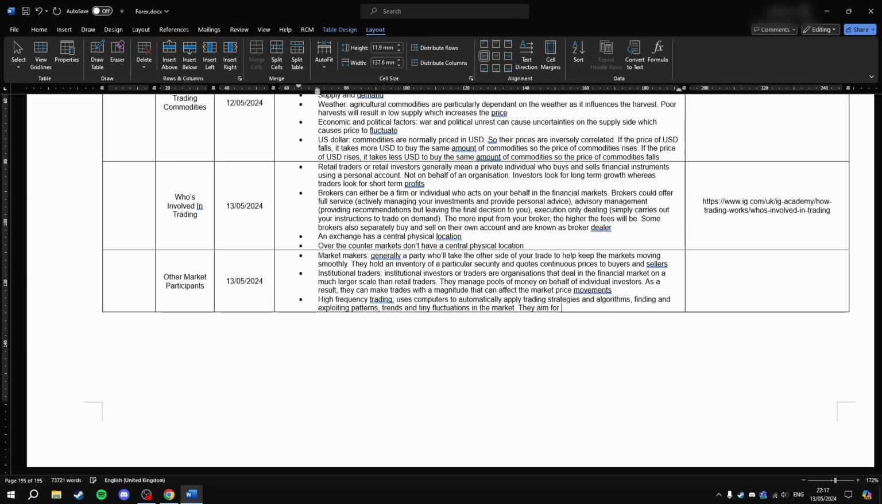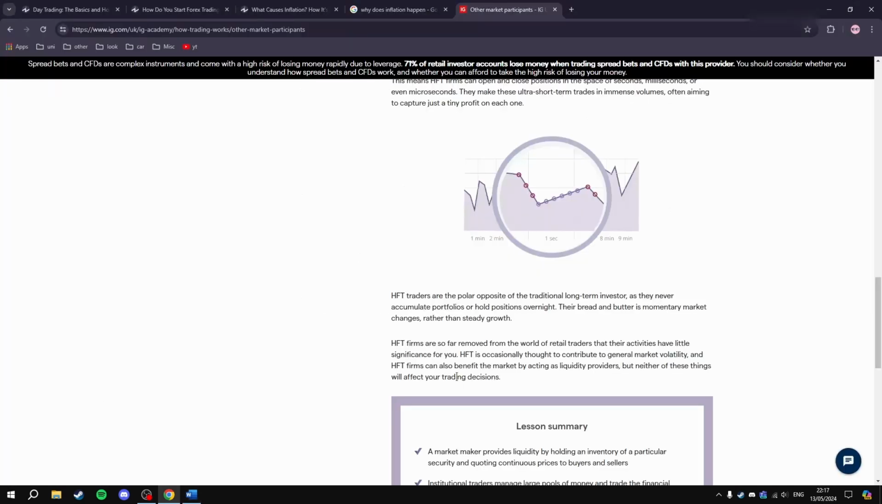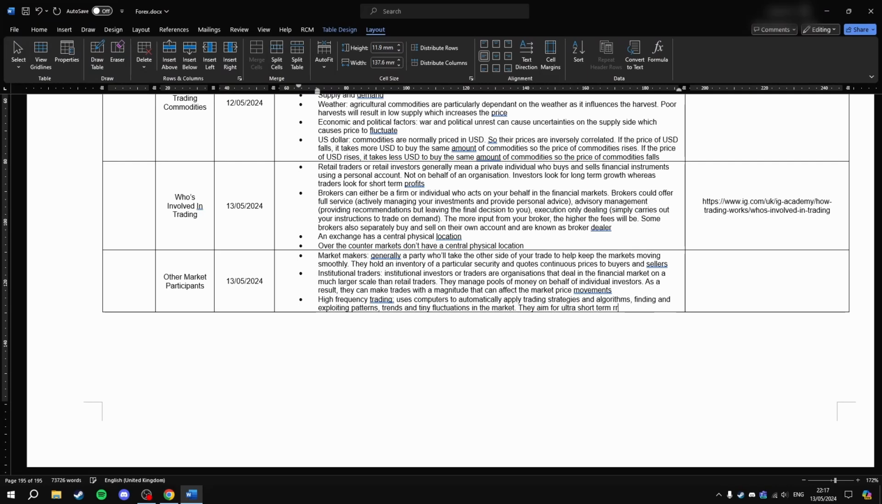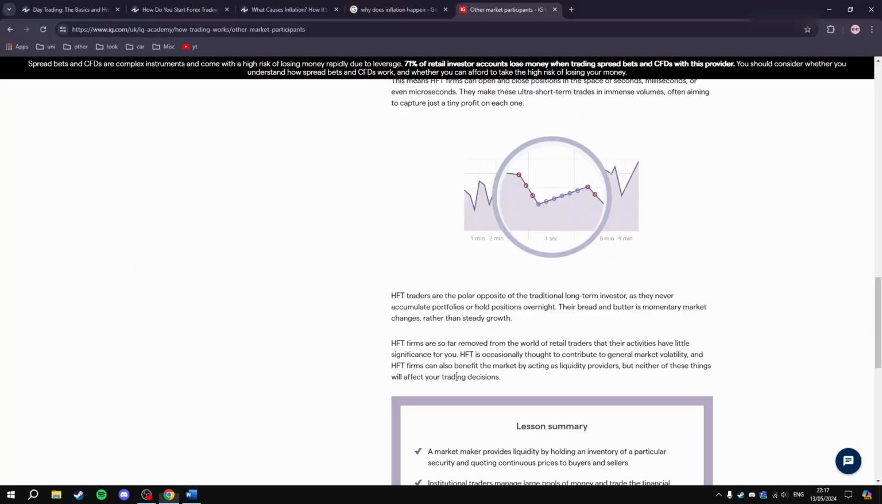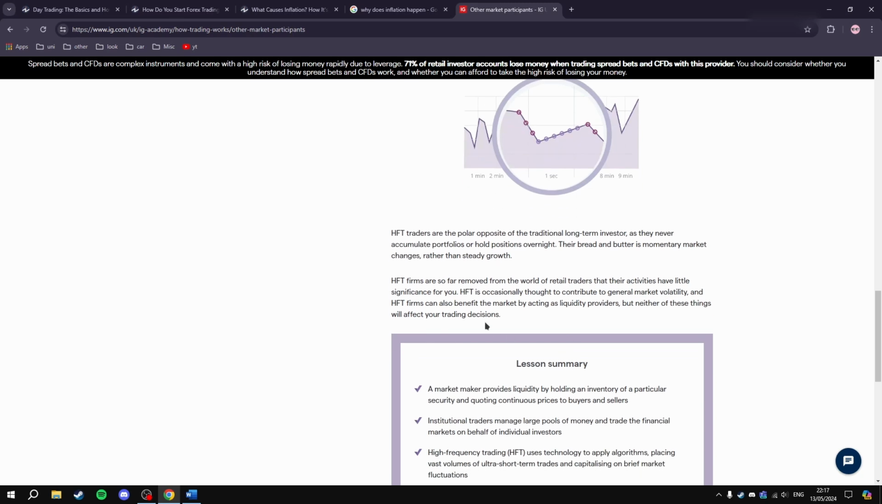They aim for ultra short term trades in immense volumes. HFT firms are so far removed from the world of retail traders that their activities have little significance for you.